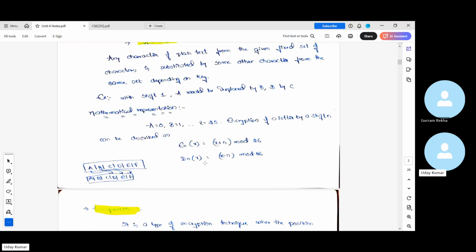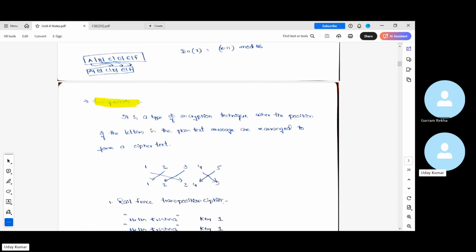What is decryption? It is x minus n mod 26. Encryption is nothing but you are going to transform, that is x plus n. Decryption is nothing but the reverse of the encryption. So once you make plus here, you make minus here. This is the figure like A, B, C, D, E, F. A is getting transformed to D, B getting transformed to E, C getting transformed to F.